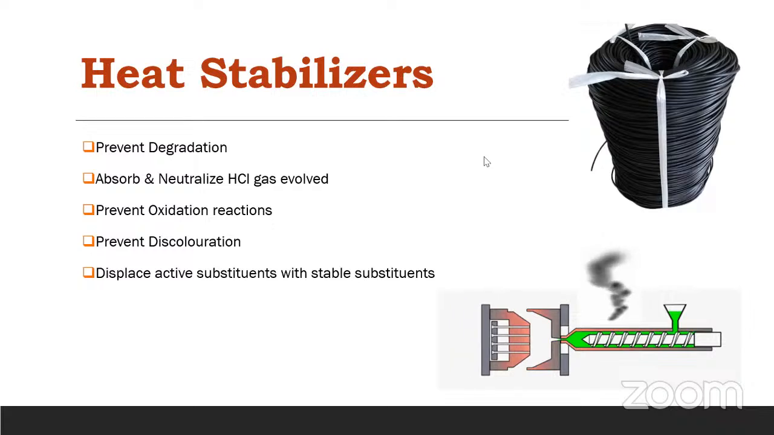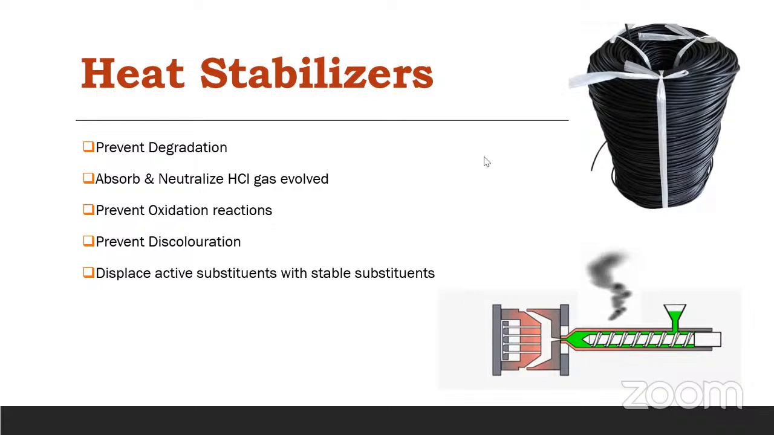So if you talk about PVC, PVC is one of the prominent ones as it is a heat sensitive material. So what happens when you process PVC? In PVC, during processing, corrosive gases are evolved. As you can see, HCl, for example, is evolved when it is heated and processed. So to maintain color, to prevent material breakdown, and to absorb these corrosive gases, generally heat stabilizers are used.